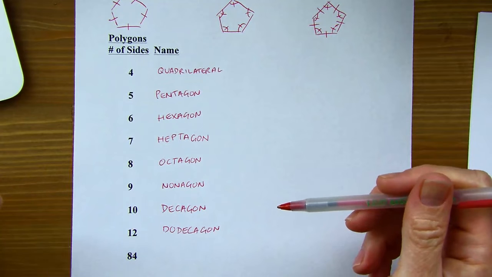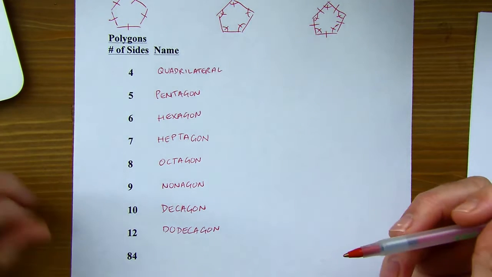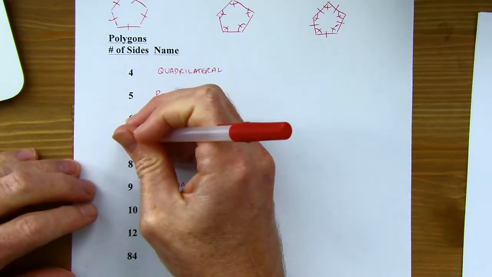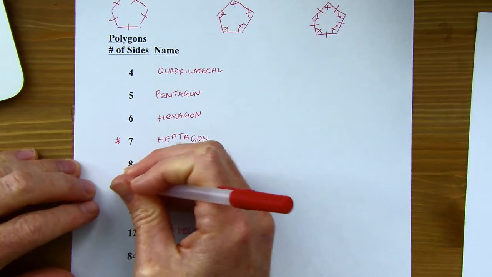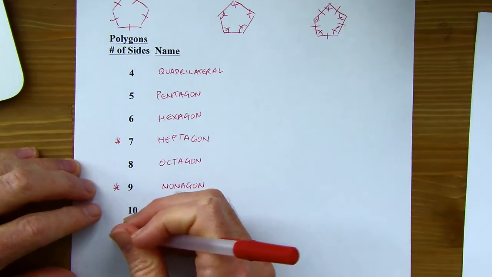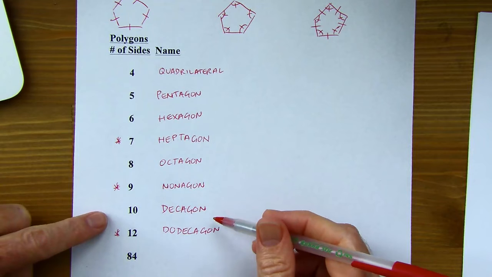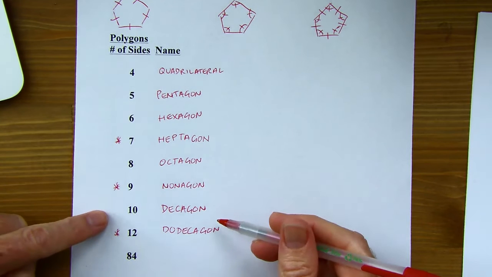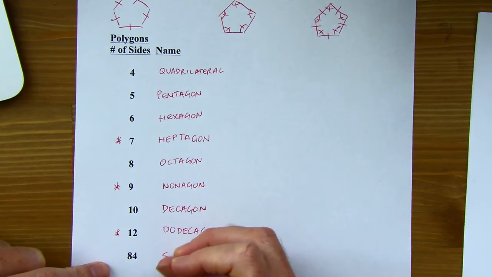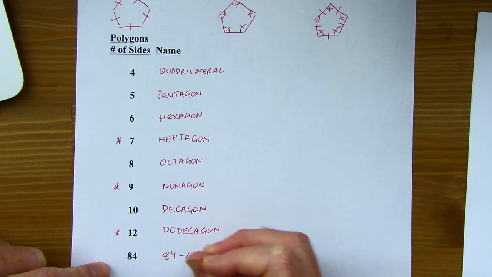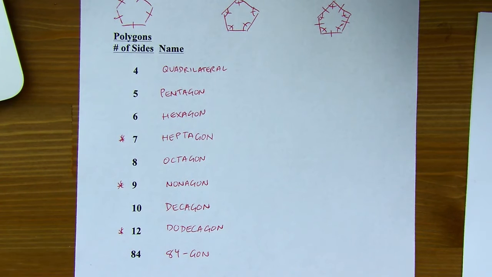You probably already know most of them, if not all of them. I find that the ones that people forget are the heptagons, nonagons, and dodecagons. So maybe review those if you don't know those. Anything else, you can just call it like an 11-sided polygon. We would call it an 11-gon. If it has 84 sides, it can be an 84-gon, and so forth. Okay. All right. So let's move on to the next page.